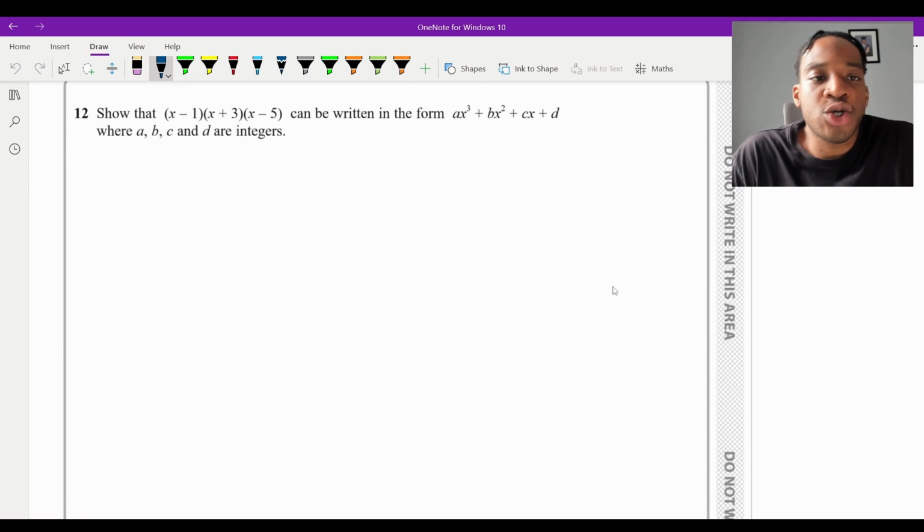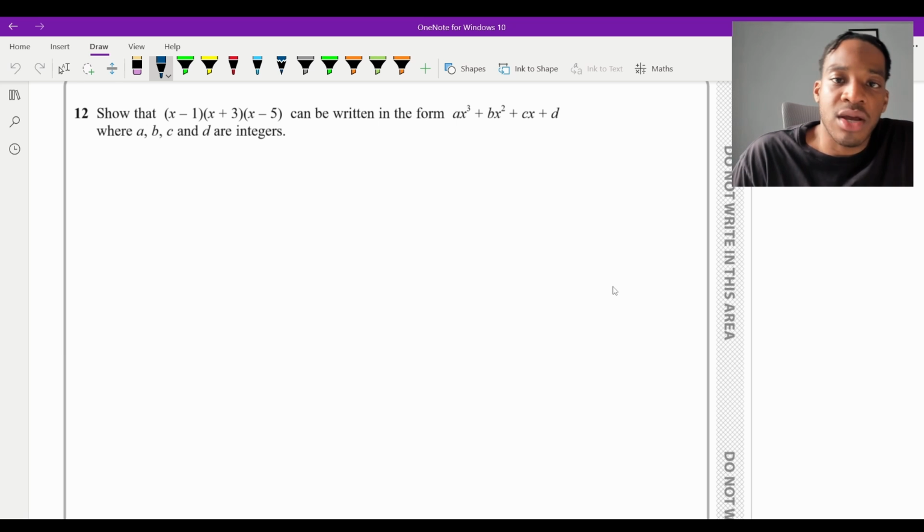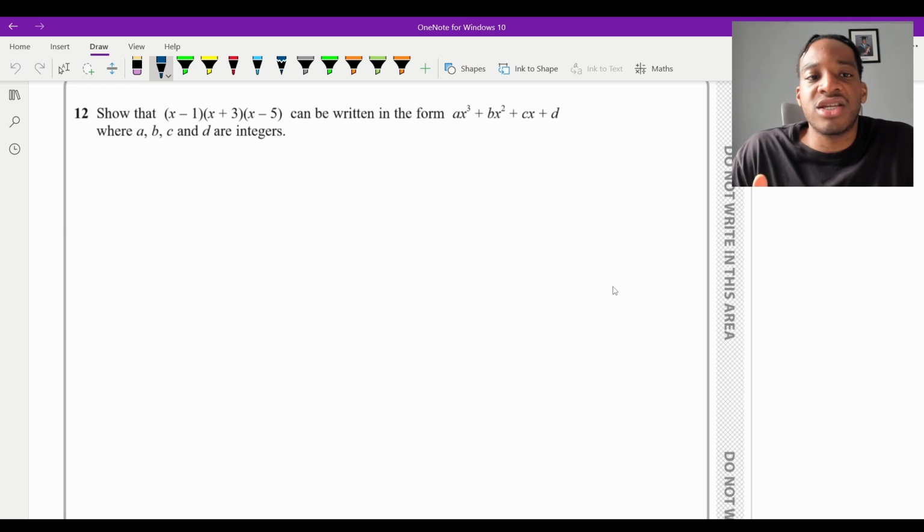Okay, so question 12 says, show that x minus 1 times x plus 3 times x minus 5 can be written in the form ax cubed plus bx squared plus cx plus d, where a, b, c, and d are integers. So again, this one is just expanding, right? You've got brackets and they tell you it can be written in this form where you've got powers of x. You have to expand to do that.